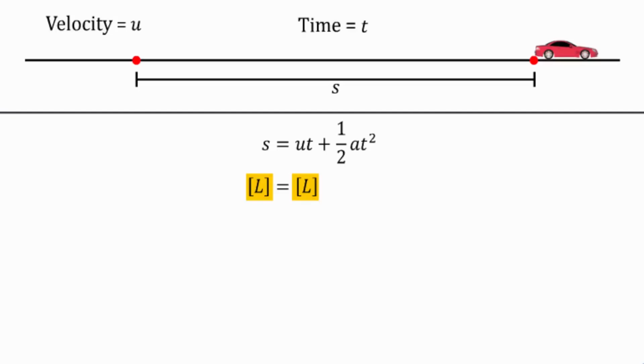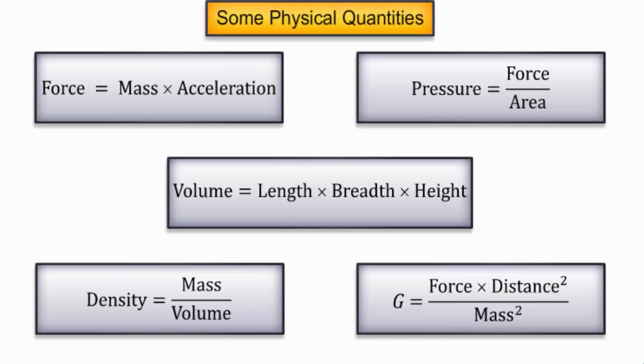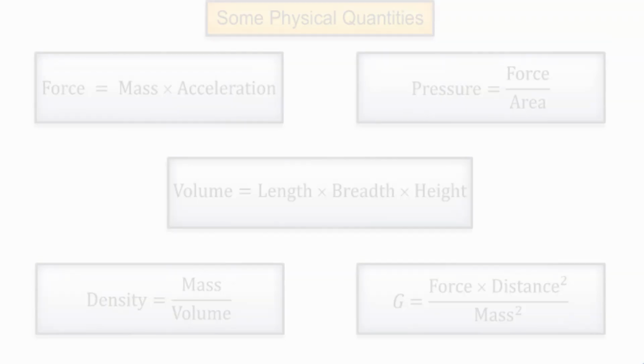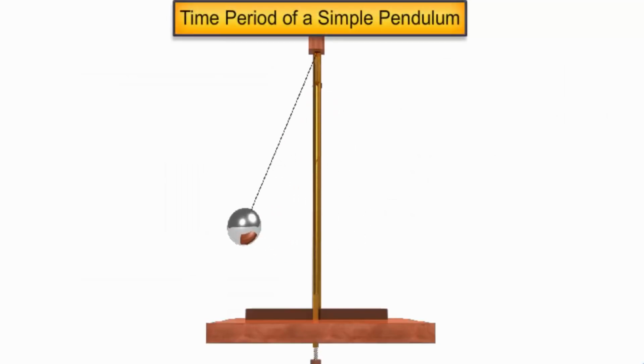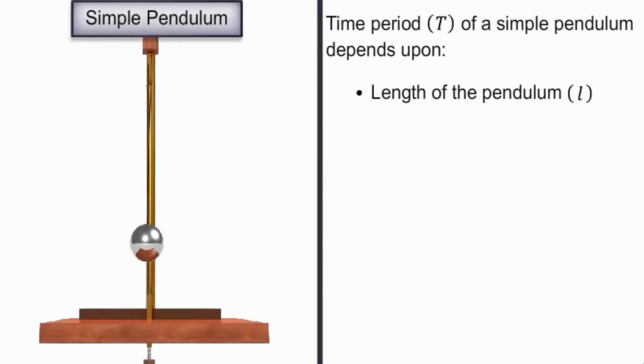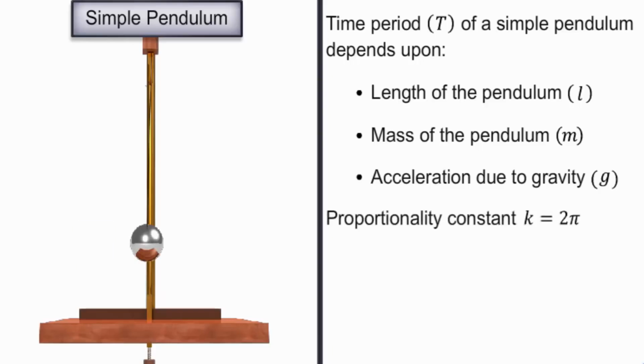This principle can also be used to derive expressions for physical quantities if the other quantities on which it depends are mentioned. For example, we can derive an expression for the time period of a simple pendulum, assuming that its time period T depends on the length, mass of the pendulum, and the acceleration due to gravity at a given place. Let us take the constant of proportionality k as 2 pi.